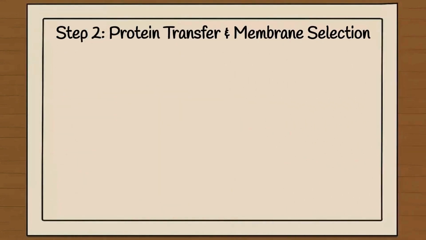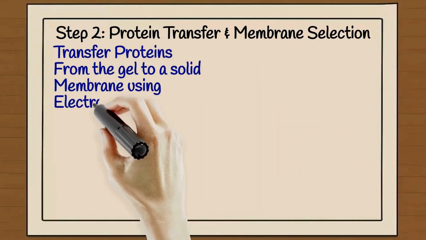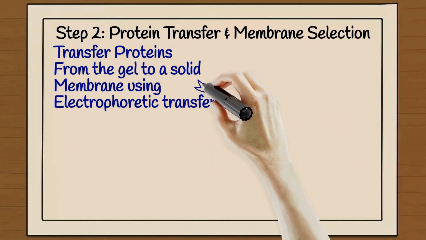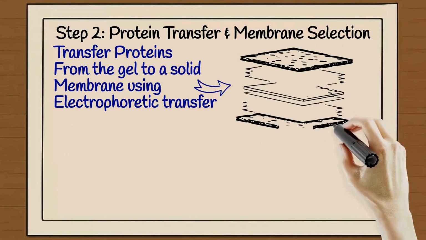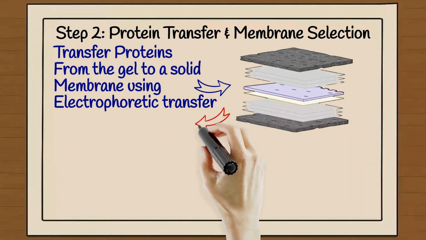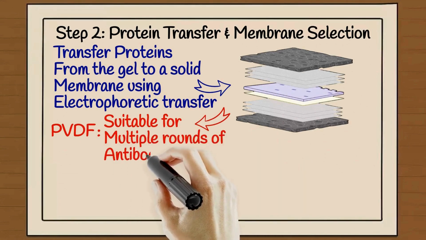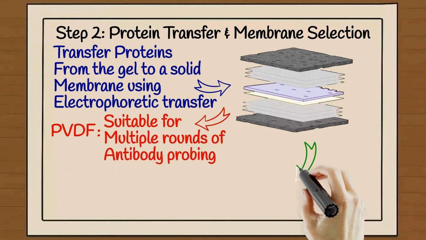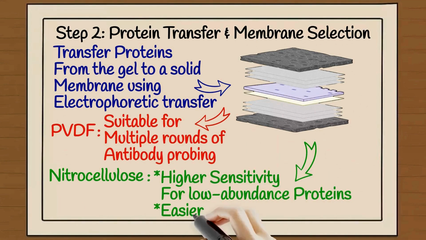Step 2. Protein transfer and membrane selection. Once the proteins are separated, we transfer them from the gel to a solid membrane using electrophoretic transfer. The membrane is crucial. You have two main choices, PVDF or nitrocellulose. PVDF membranes are more suitable for multiple rounds of antibody probing, reprobing, while nitrocellulose membranes may offer higher sensitivity, especially for low-abundance proteins, and are often easier to handle.